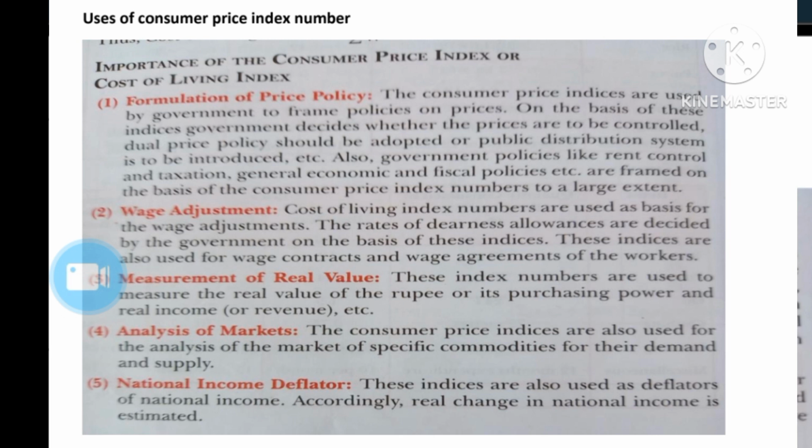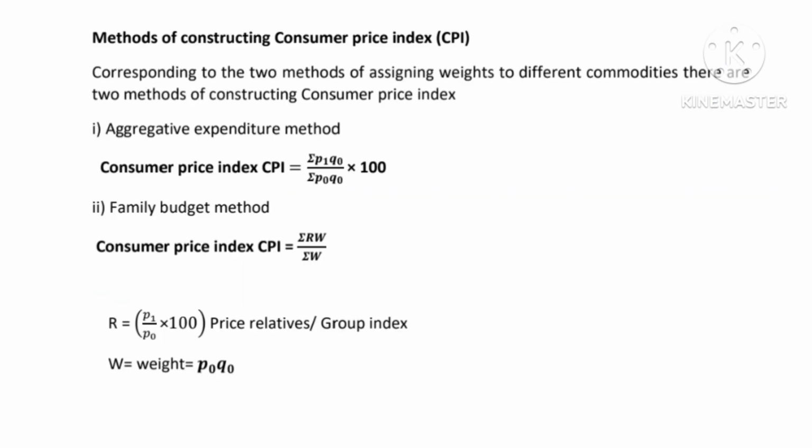Okay, now we studied how to construct a consumer price index number in 5 steps. Now let's construct a consumer price index number. Here there are two methods. First one is the aggregate expenditure method. In the aggregate expenditure method, consumer price index number is equal to summation P1 Q0 divided by summation P0 Q0, into 100. You can see the base year, selection of proper base year. This is the same formula as we studied above.